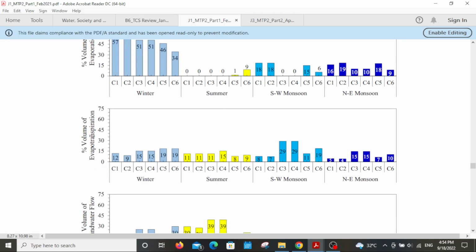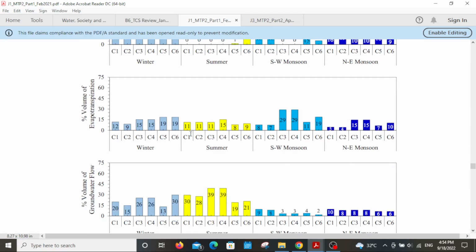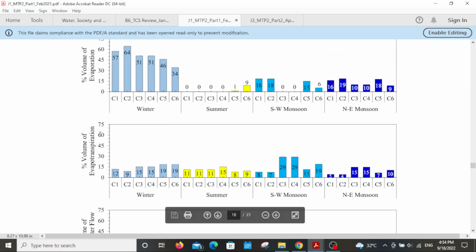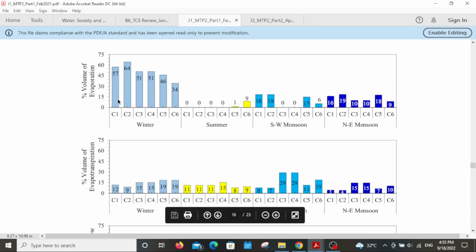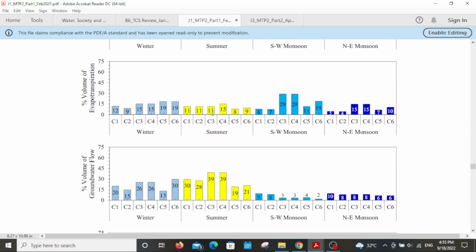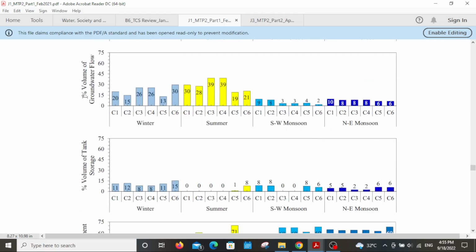Likewise, we have estimated evapotranspiration, which is less than the evaporation. So we can see that the rate of evaporation in the study region is supposedly higher. Likewise, we have also estimated groundwater. We can see here that the groundwater availability is higher in summer.